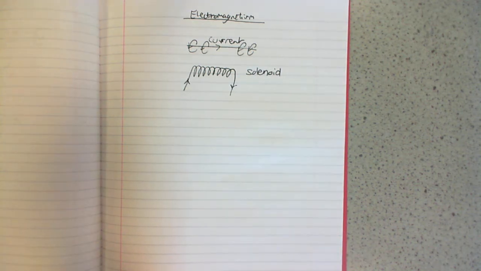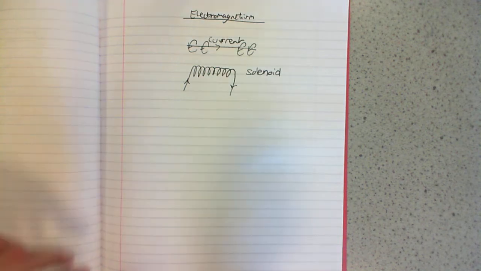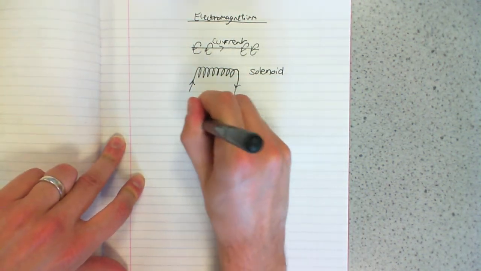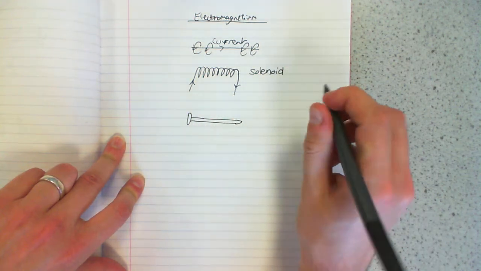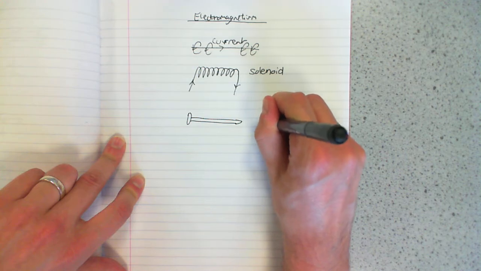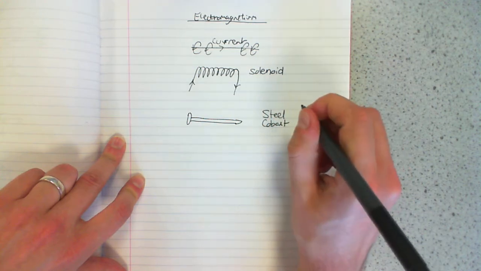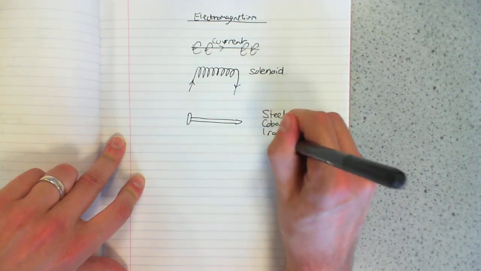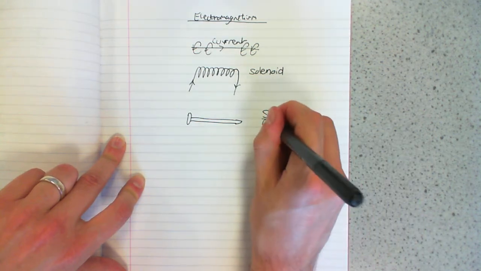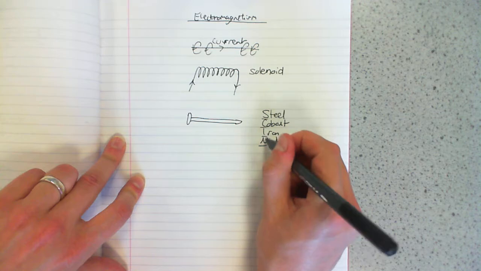So the solenoid shape increases the strength of the magnetic field, and we can increase this further and make an electromagnet by giving it a magnetic core. So for example, we could use an iron nail or an iron bar. We could use anything made out of steel, cobalt, iron, or nickel. Any material that is an induced magnet.